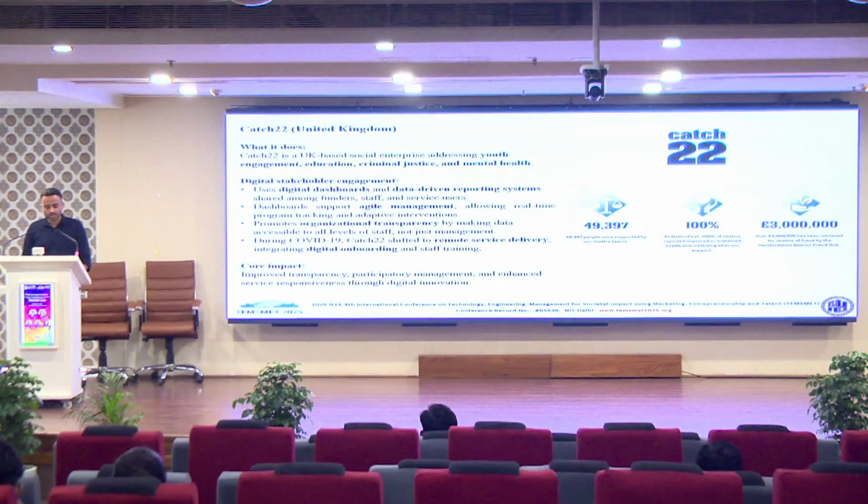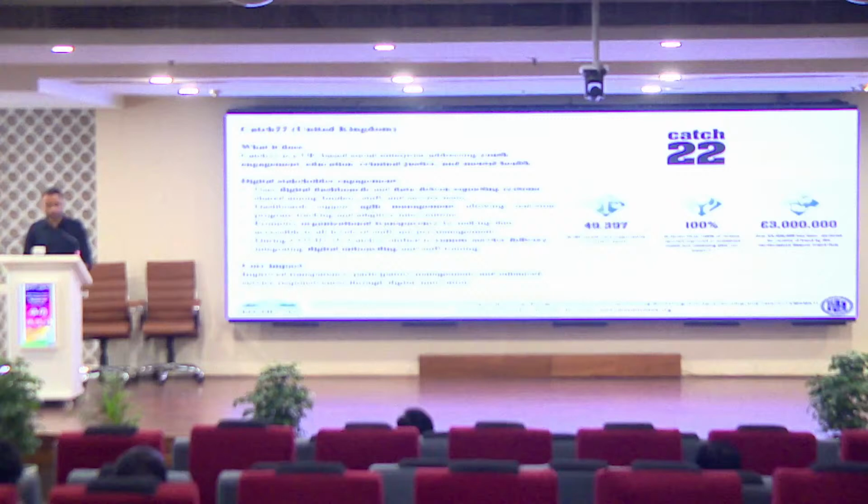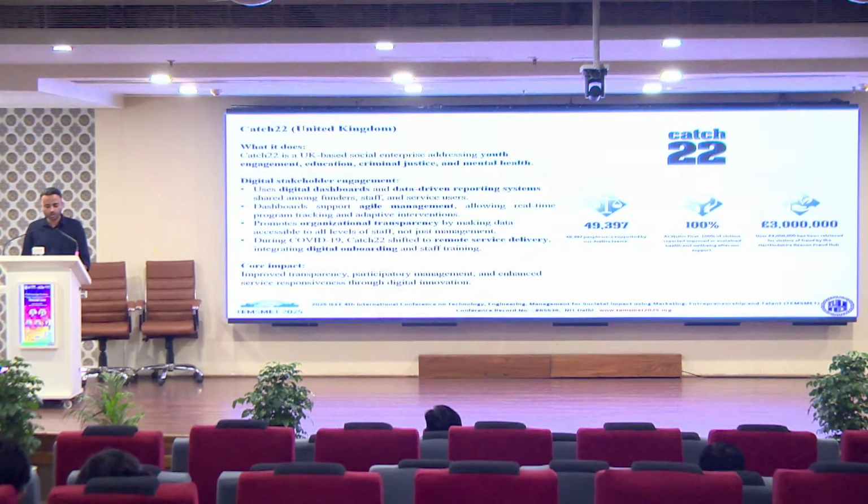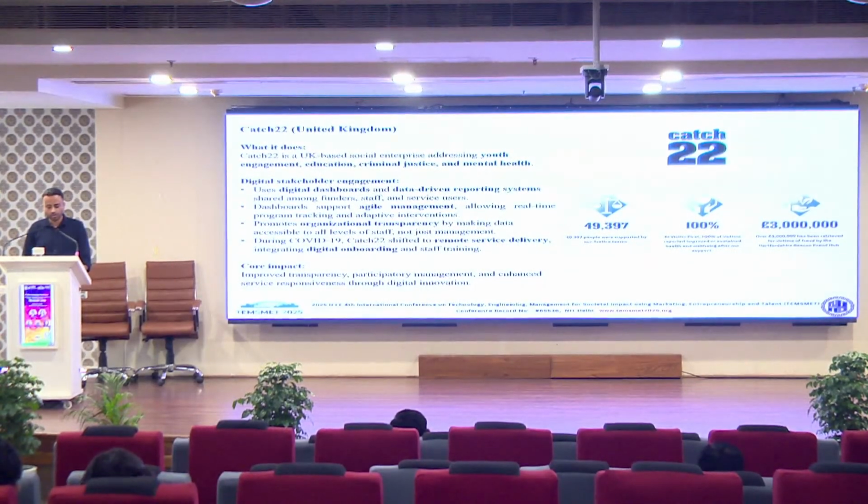The third case is Cash 22 from the United Kingdom. This is a UK-based social enterprise addressing youth engagement, education, criminal justice, and mental health. They use digital dashboards and data-driven reporting systems which are shared among funders, staff, and service users, and they promote organizational transparency by making data accessible to all levels of staff, not just high-level management. During COVID-19, they also shifted to remote service delivery, integrating digital onboarding and staff training.